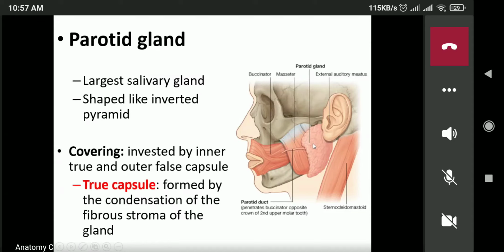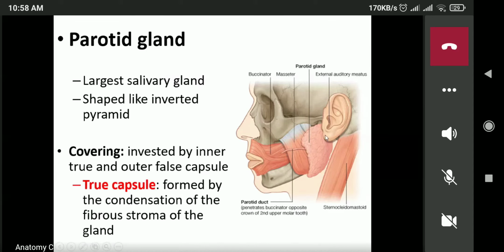Okay, and this gland is invested by the inner true and the outer false capsules. Inner means towards the gland, and outer means outside the true capsule. The true capsule is formed by the condensation of the fibrous stroma of the gland. That means the condensation of the connective tissue of the parotid gland itself forms the true capsule of the parotid gland.